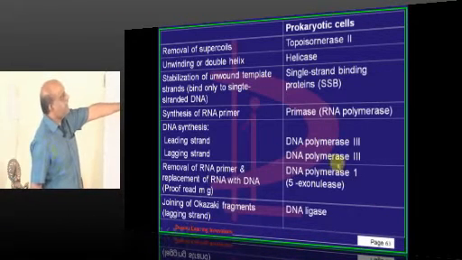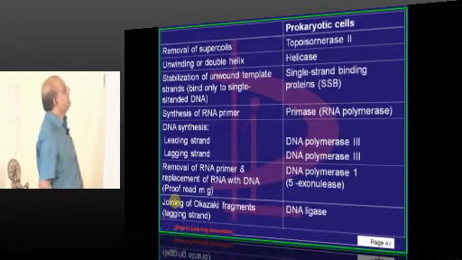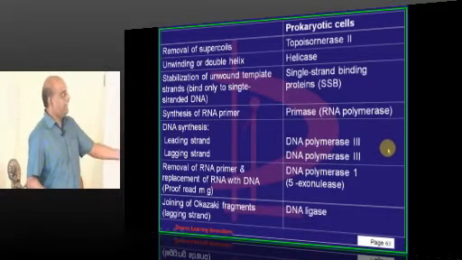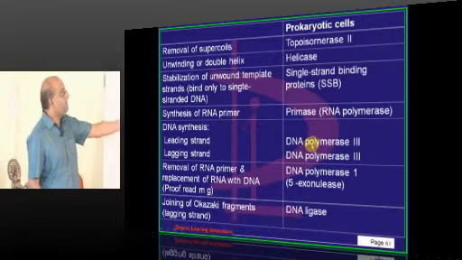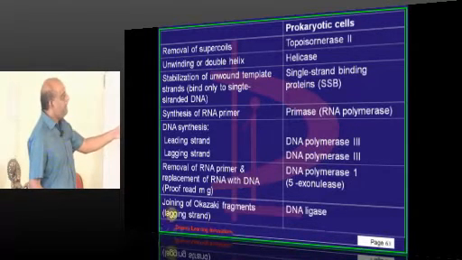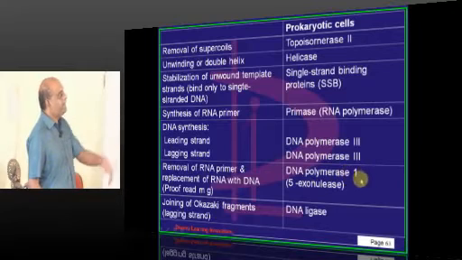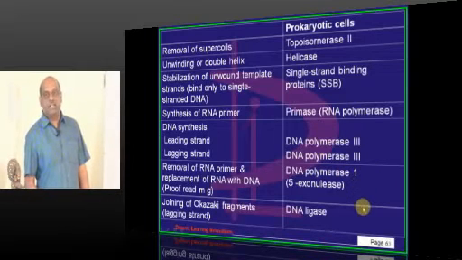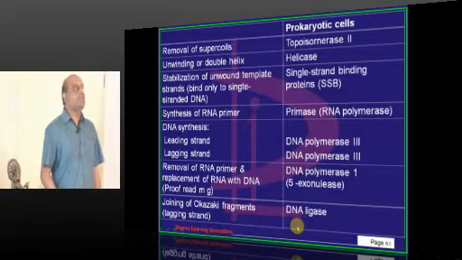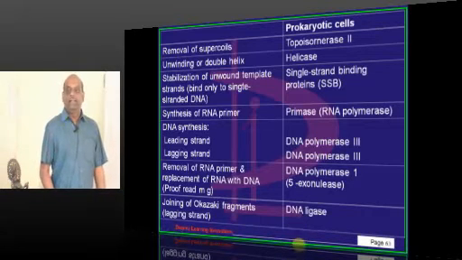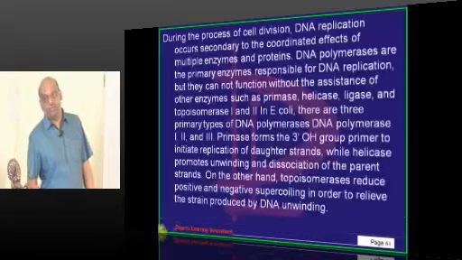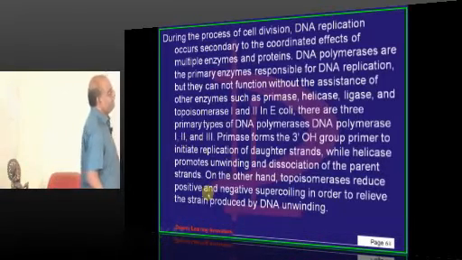So synthesis of the RNA primer is a function of primase. The leading strand is made to expand, even the lagging strand, by DNA polymerase 3. Removal of the RNA primer and replacement of RNA with DNA is a function of the 5' exonuclease activity of DNA polymerase 1, and joining the Okazaki fragments on the lagging strand is the function of DNA ligase, is what you need to ultimately remember.